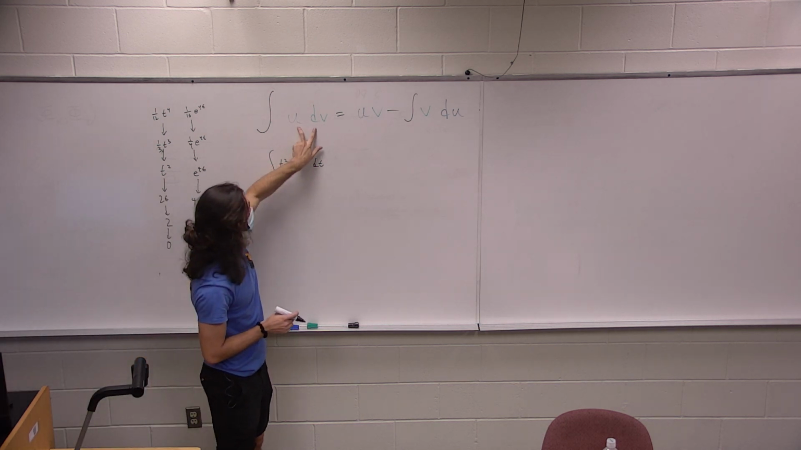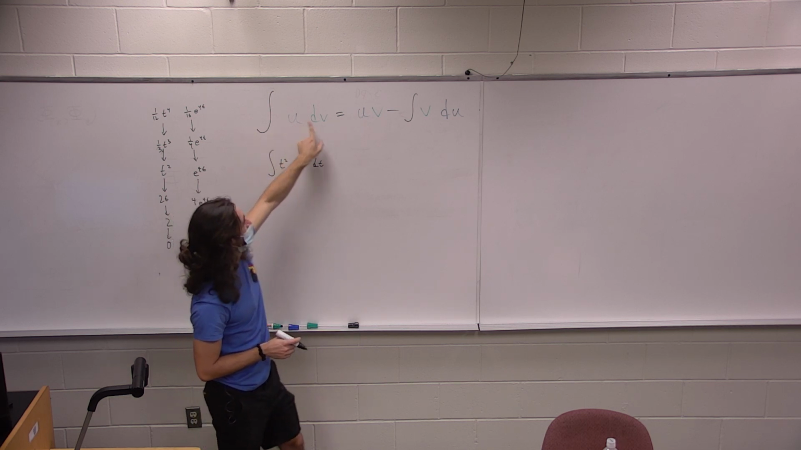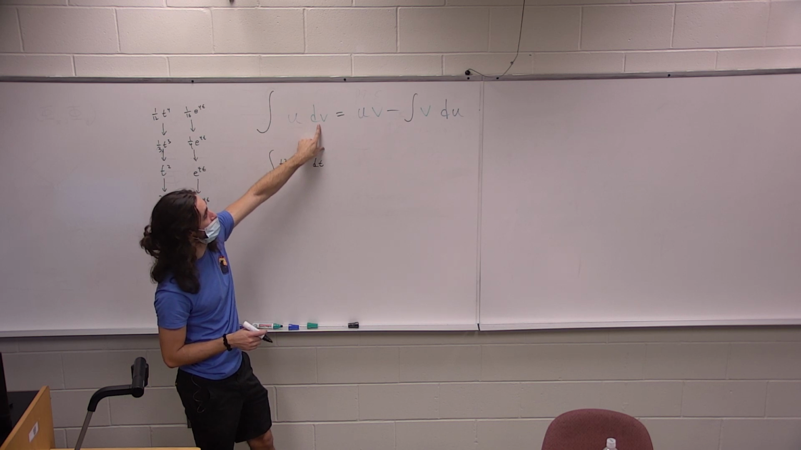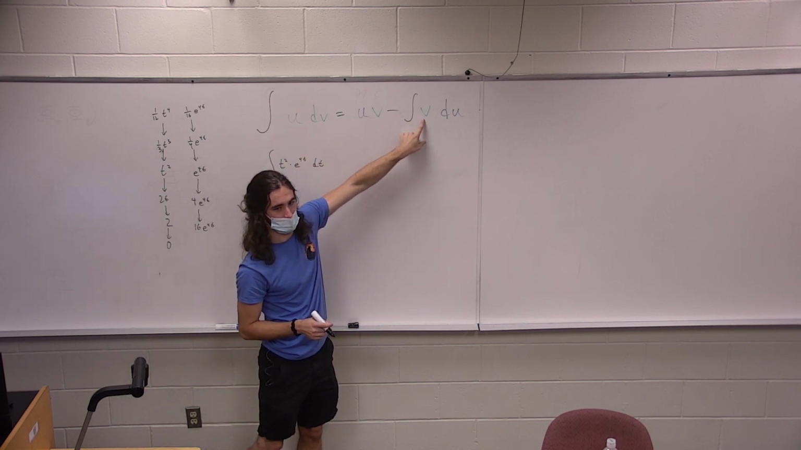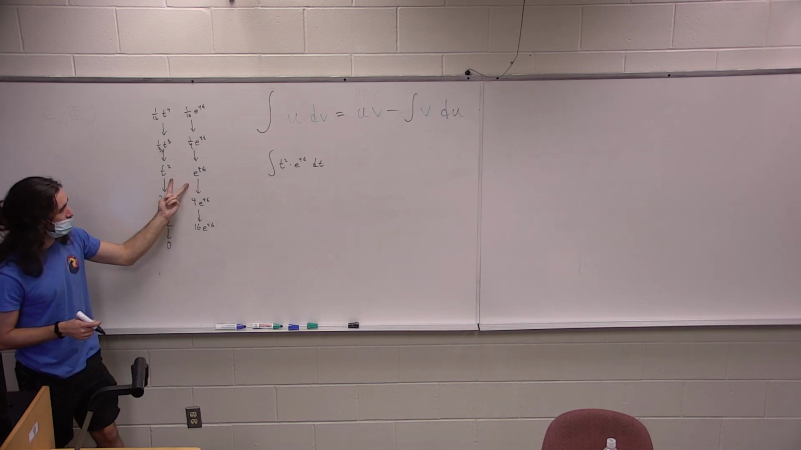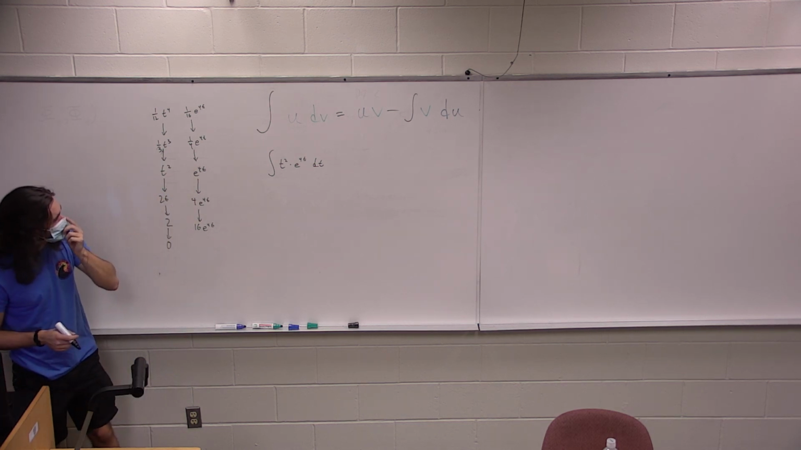Notice what we're doing here with integration by parts. We're picking one piece to exchange for its derivative, and we're picking another piece to exchange for its antiderivative. So which of these two functions do you think would be wise to choose to be u, and which would be wise to choose to be dv?